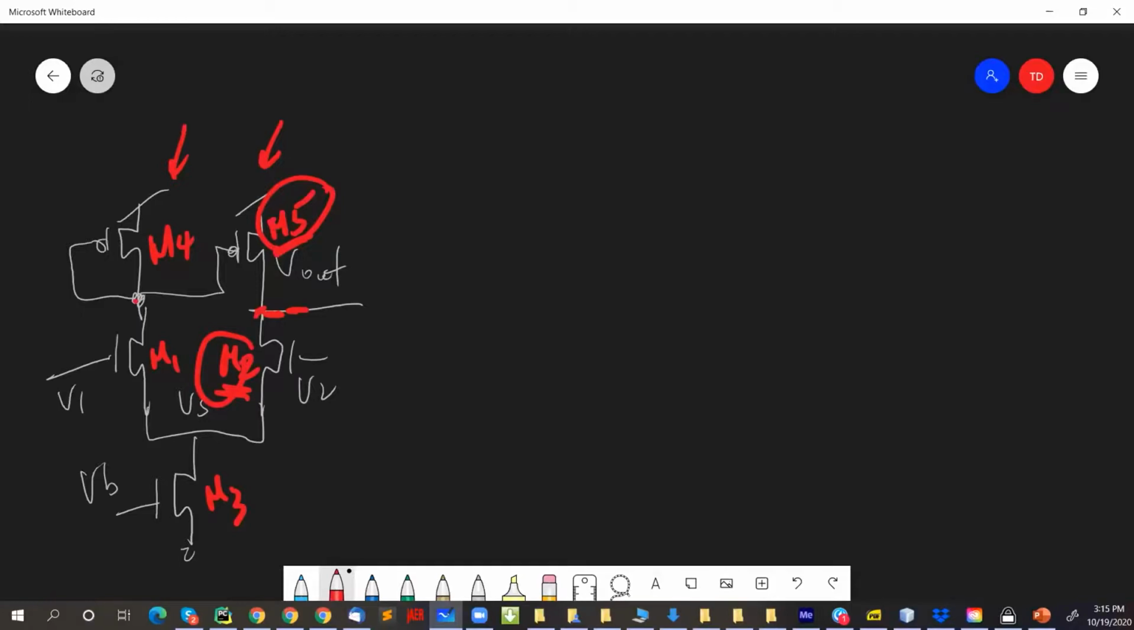Okay. So you can see to keep M5 in saturation, you need to guarantee, right? Because this is again the VDS here. It's going to be VDD minus V out, right? And that has to be greater than 4 UT. So that's for M5.